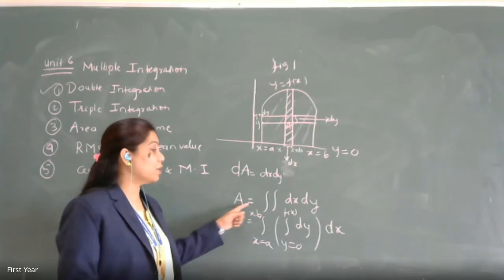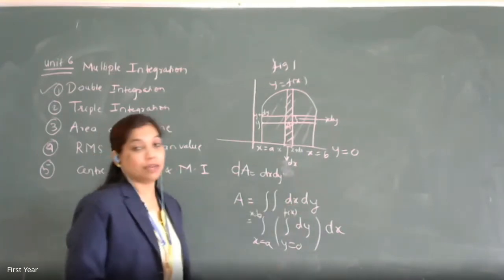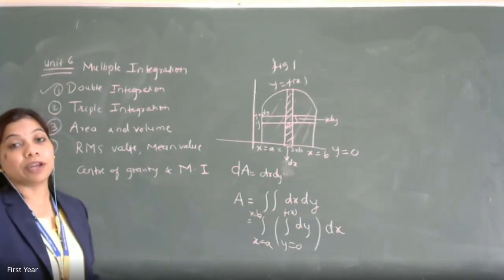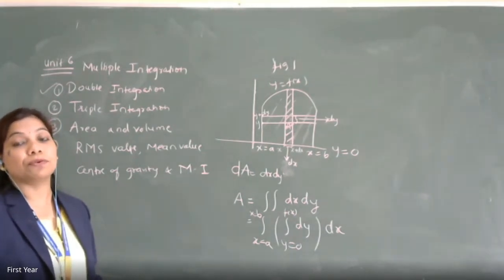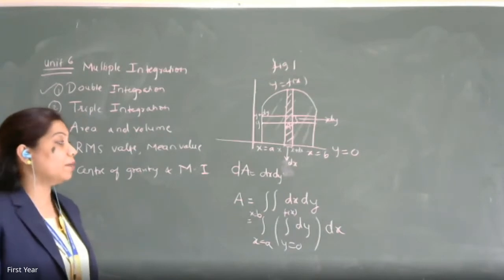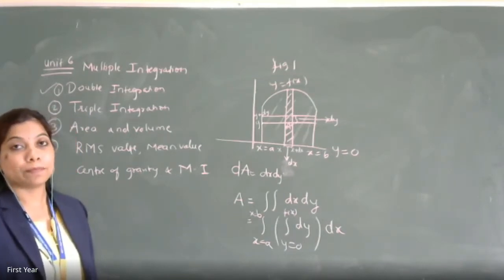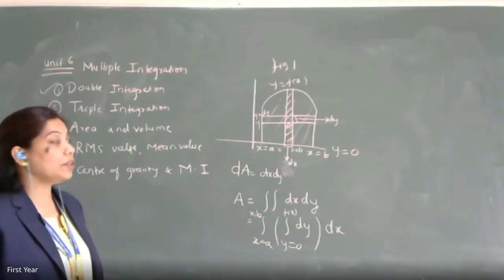So A is equal to double integration dx dy. If I want to remove d, I have to take integration. How many variables are there? 2. So how many times integration do we have to do? 2 times. So capital A will be double integration dx dy. Okay? Yes, ma'am.